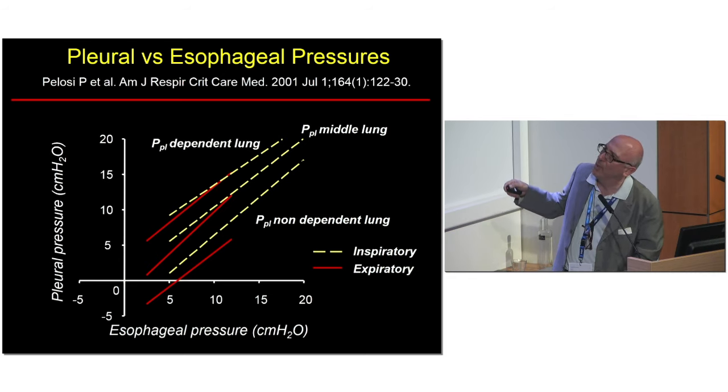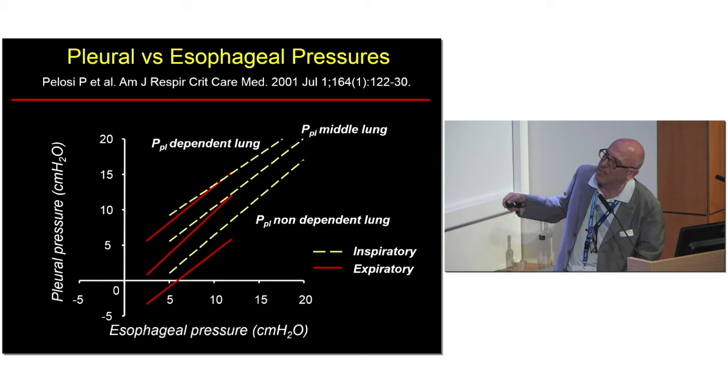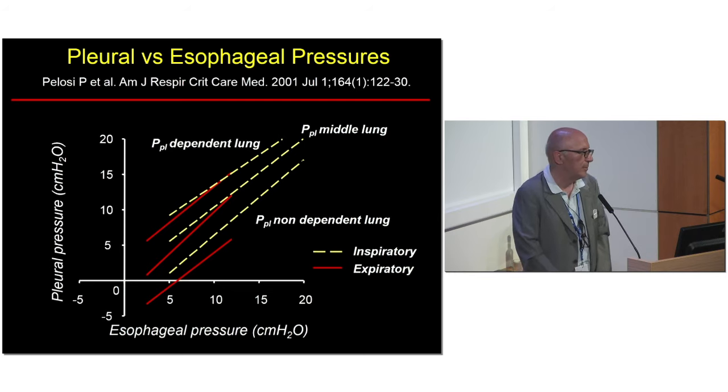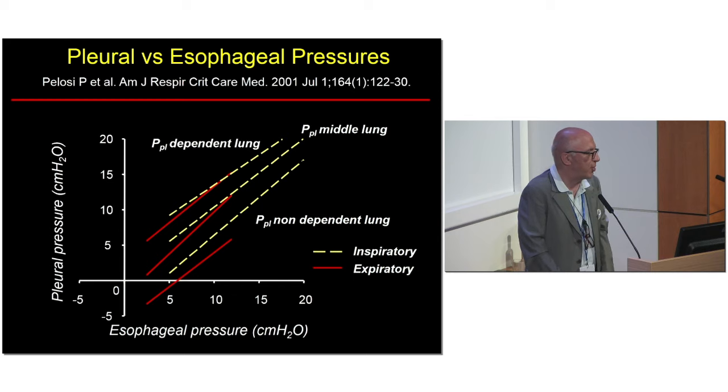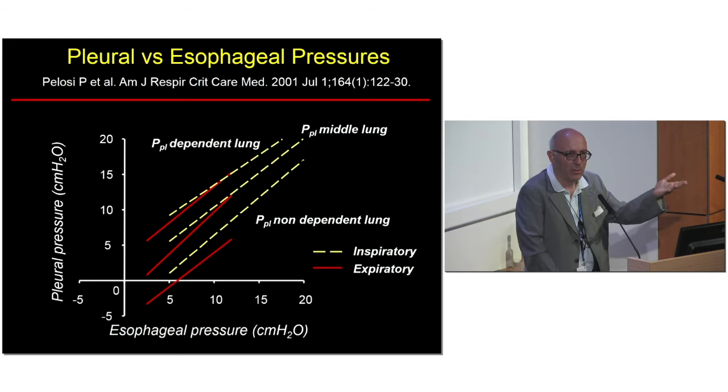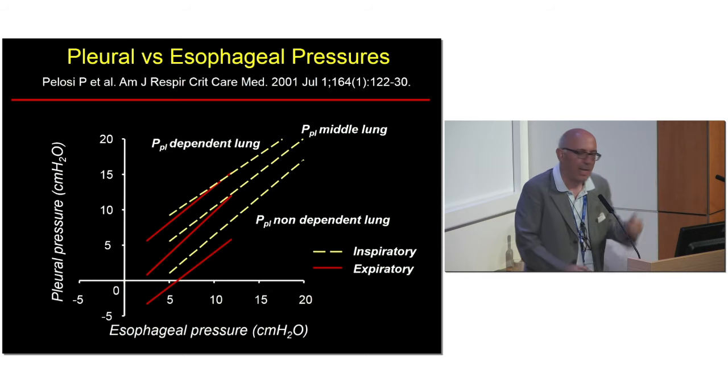Then we look at the non-dependent. We look at the dependent. Again, you see here, you have 10 of pleural pressure and you have 6 in esophageal pressure. Much more in the esophageal pressure than the regional pressure. 4 or 5 centimeters of water. That's what we are talking about.